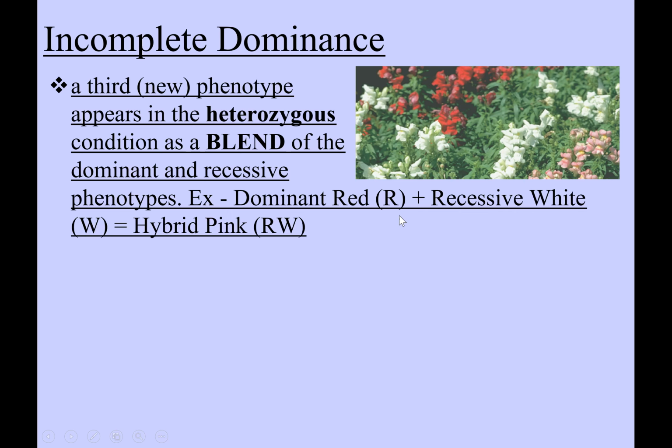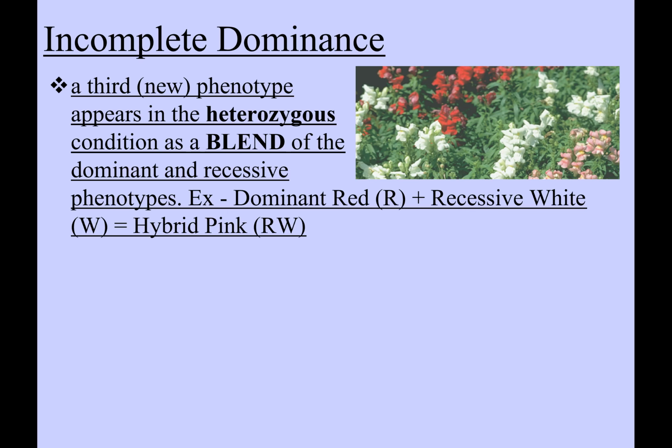And you'll notice that we don't have the same letter anymore. We're using an R and a W. And you'll also notice that one is not capital and one is not lowercase. In this case, because neither allele is dominant, this is how we represent problems that are using incomplete dominance as the type of inheritance.